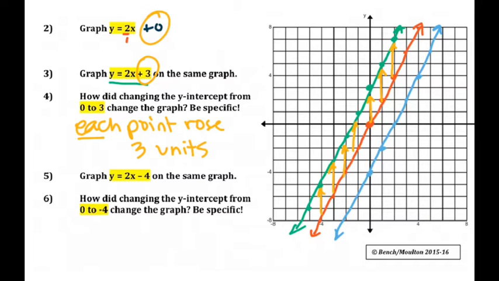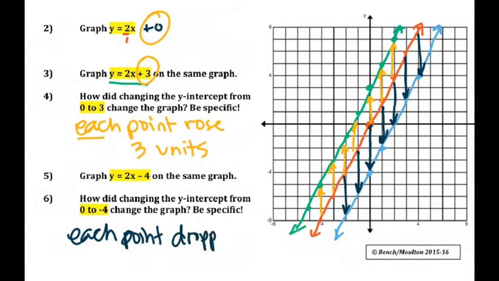Okay, so the question, how did the red line turn into the blue line? What happened? So if you look at this, the y-intercept went down from 0 to negative 4, so it dropped 4, but every single point also dropped by 4. So each point dropped 4 units. So it's like an elevator. The entire red line dropped. With the red to the green, the entire thing rose. So it's being lifted or it's being pulled down, every single point.